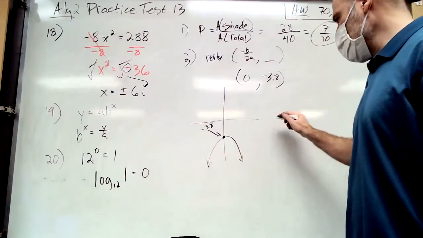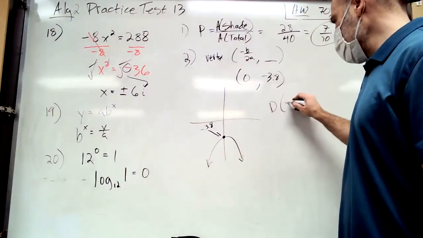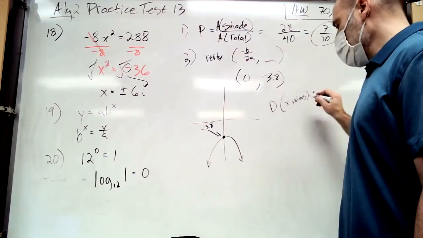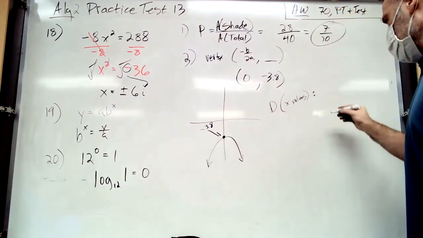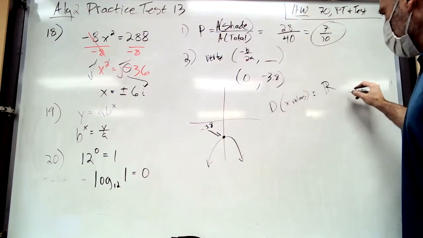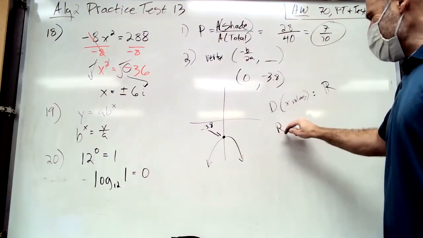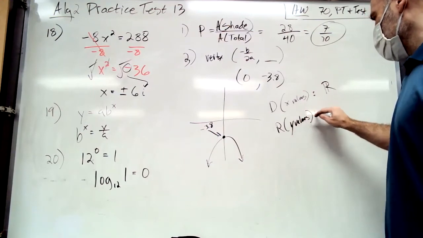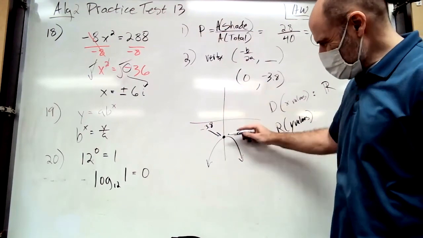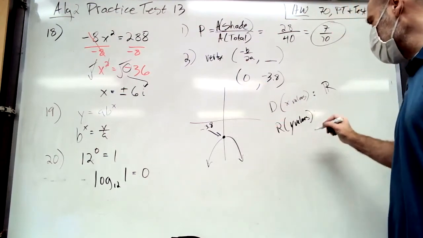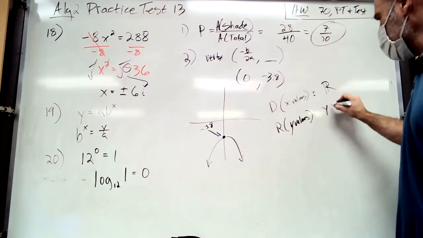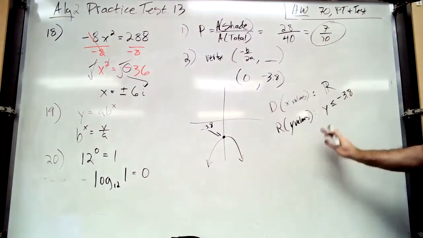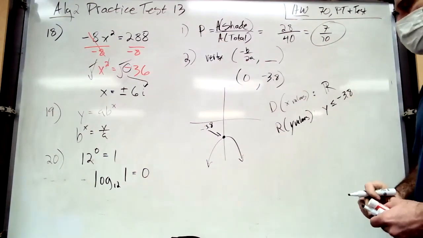So what's your domain and range? Your domain, or your x values, goes from negative infinity to positive infinity. So all real numbers. Your range, which is your y values, starts here. So that doesn't go higher than negative 3.8. So y has to be less than or equal to negative 3.8. That's it for number 3.